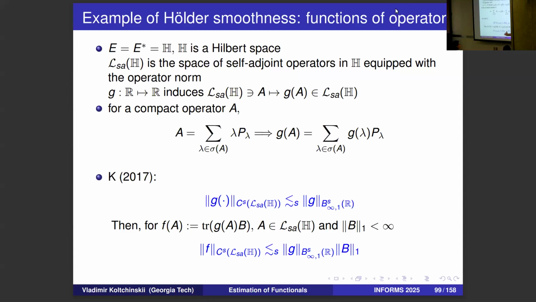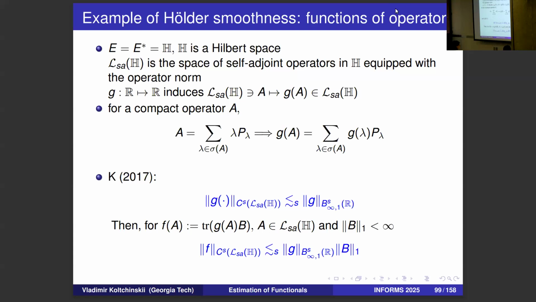Then this would have this type of smoothness, right? This type of smoothness, and this way you can look at, for instance, entries of the matrix G of A in some basis. Okay, that's something that you can look at. These things will be Hölder smooth in the sense of our definition.